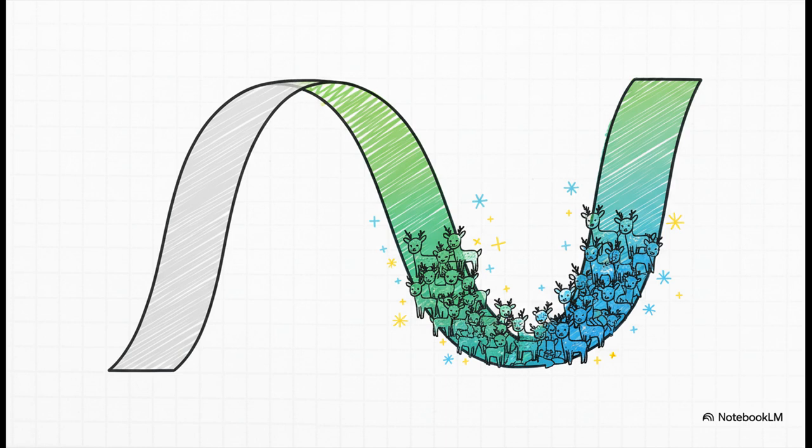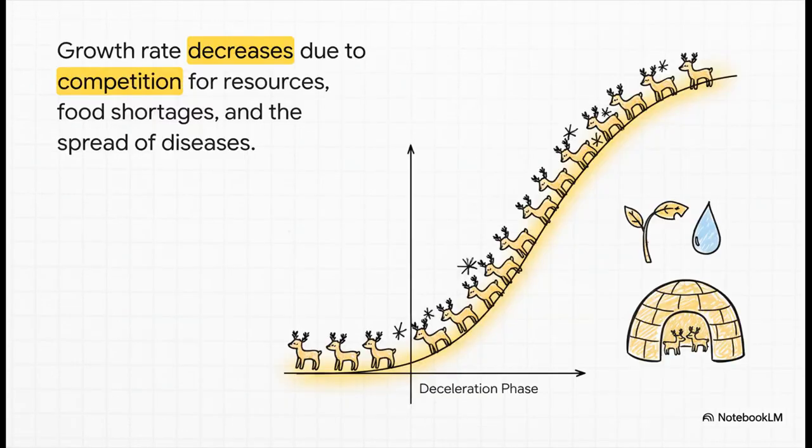But then, if conditions are right, we're talking tons of food, no predators, the population hits the exponential phase. And this is the boom time. Birth rates just totally crush death rates, and the population explodes. It's growing at its absolute fastest rate possible. Of course, that explosion can't last forever.